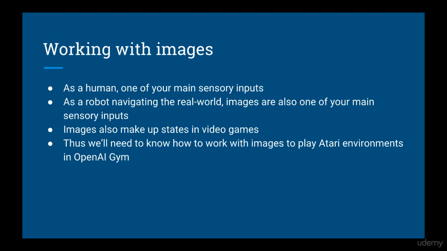Working with images is important. As a human, it's one of your main sensory inputs. As a robot trying to navigate the real world, images are also one of your main sensory inputs. Images also happen to be what the states are made up of in video games, and so we'll need to know how to work with images in order to train agents that can play Atari games from OpenAI Gym.